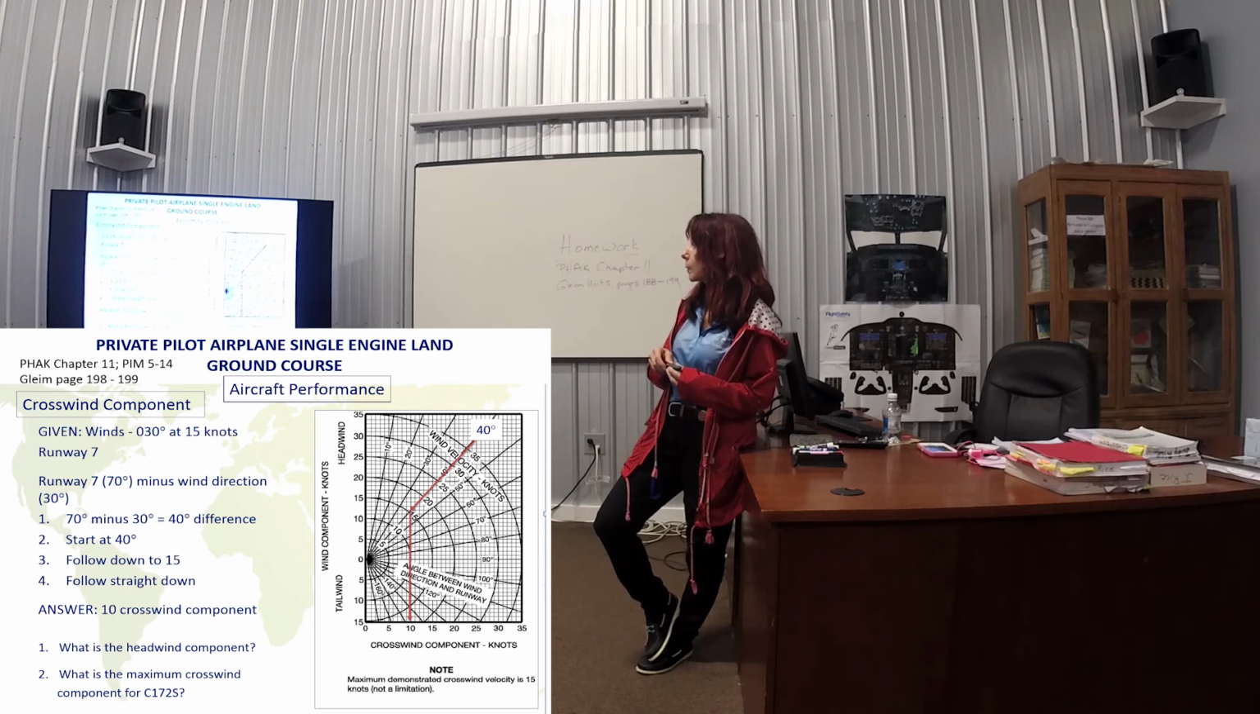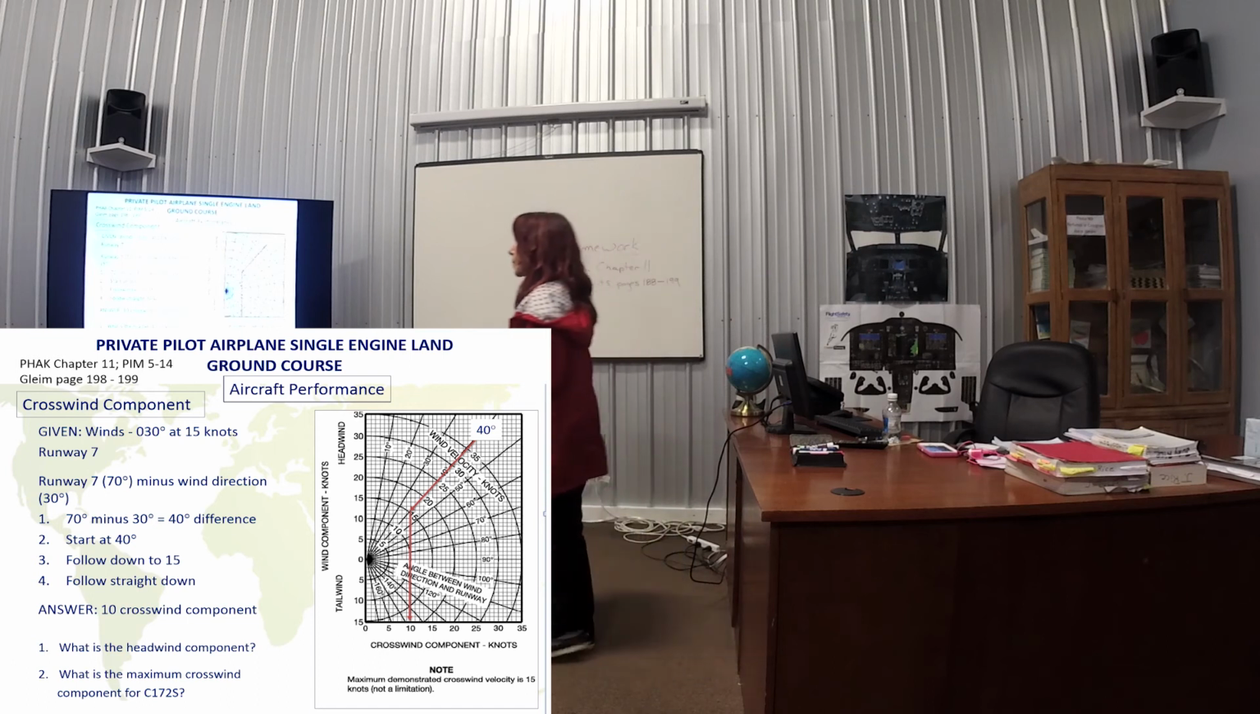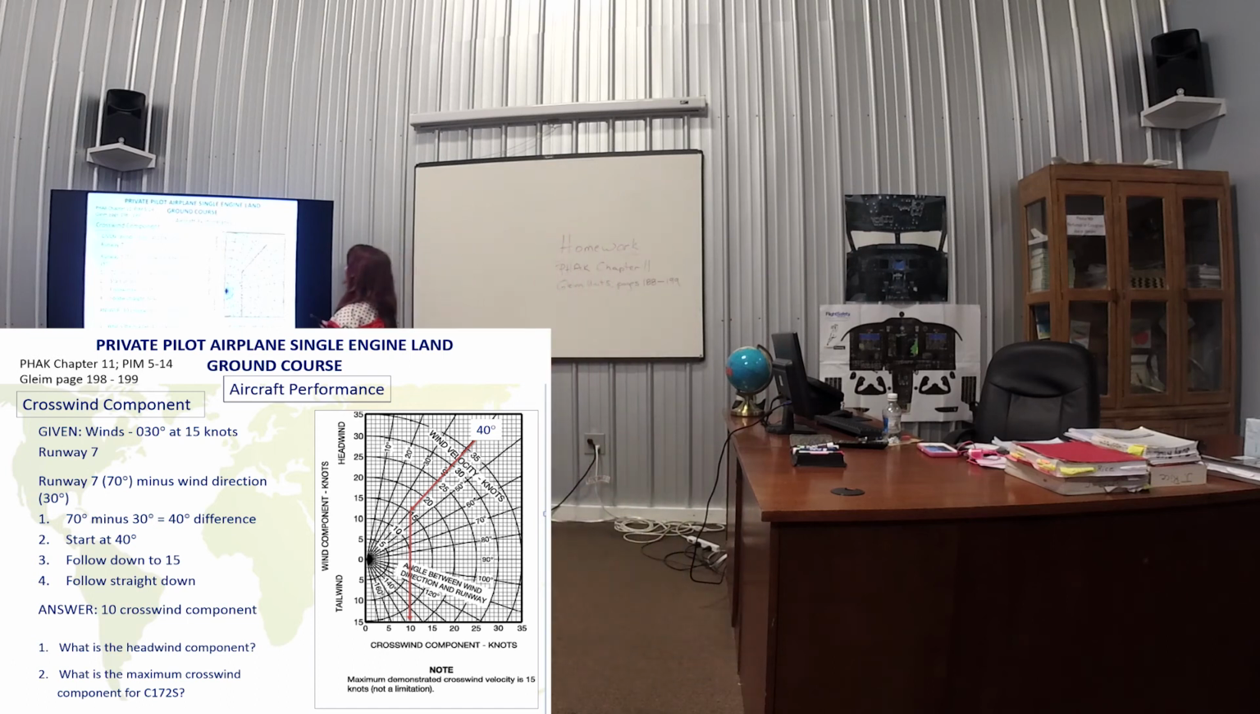Again, you'll look at all the information there. So maximum demonstrated crosswind is 15 knots for this airplane. The problem I picked out of the Gleim is not this easy. We'll do that one tomorrow. So the first thing you do is take the given wind and the runway. The runway is 70, the wind is 30. You subtract the difference because this is crosswind.